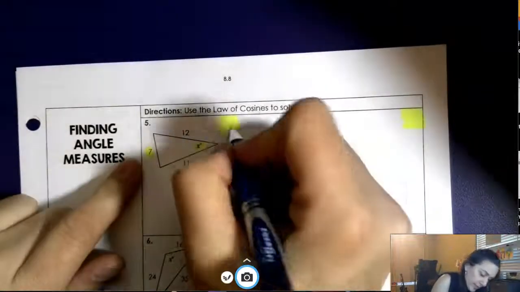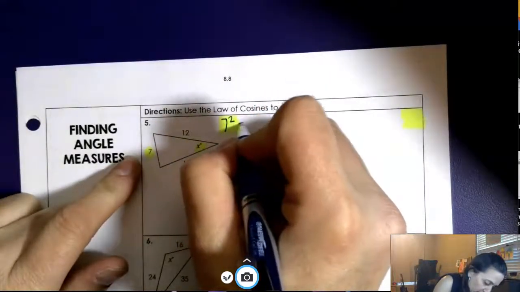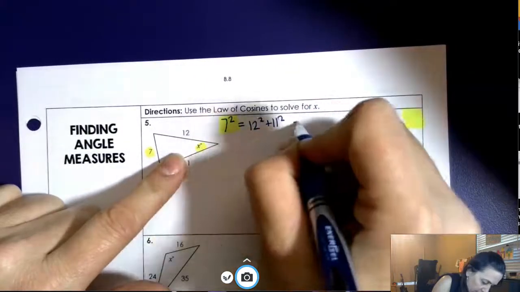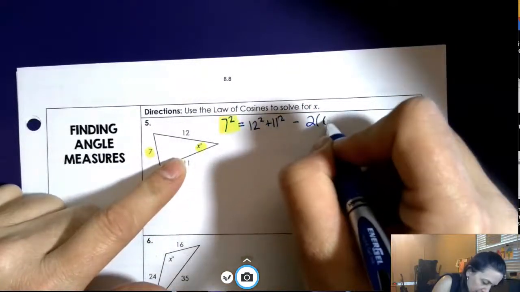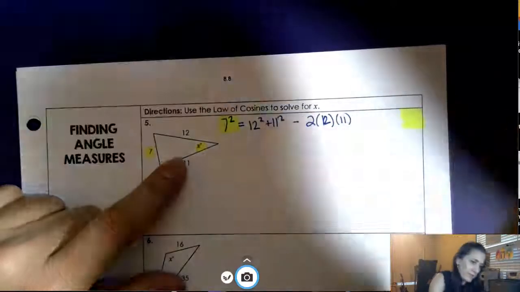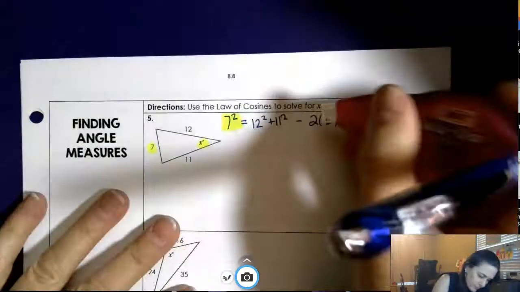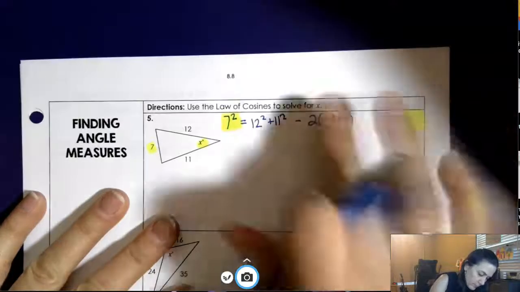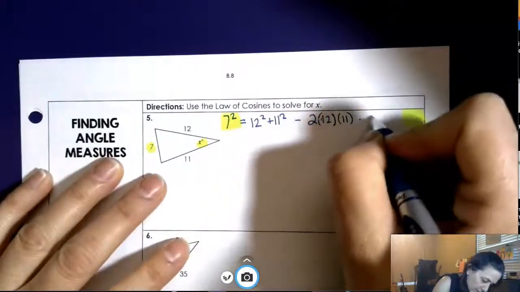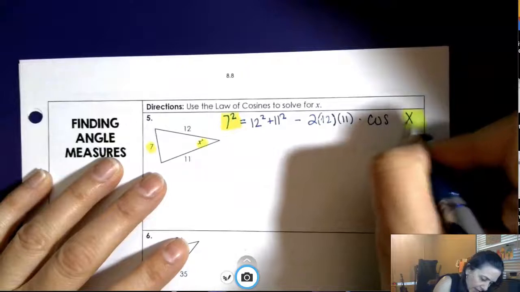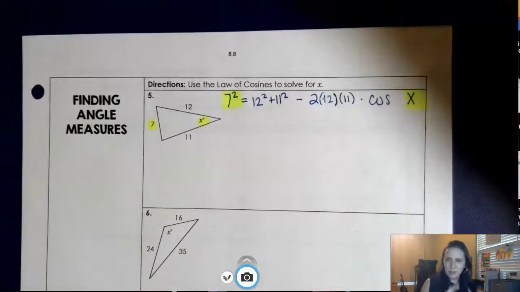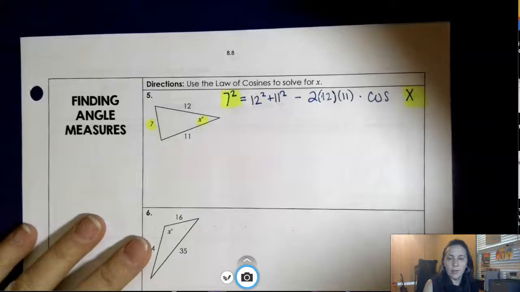Now I know the side, so I'm going to put 7 squared here equals 12 squared plus 11 squared minus 2 times 12 times 11. That's messy, sorry about that. Times cosine of x is my missing angle, so I'm looking for x. I'm going to pause and do some of the calculations real quick, and I'll be back so you do it.